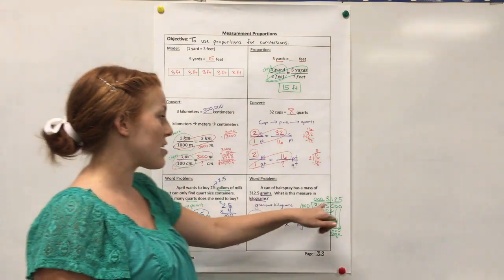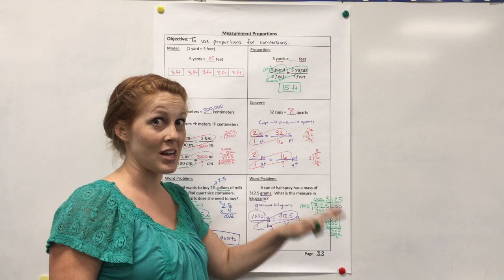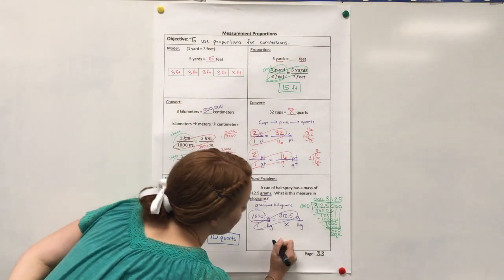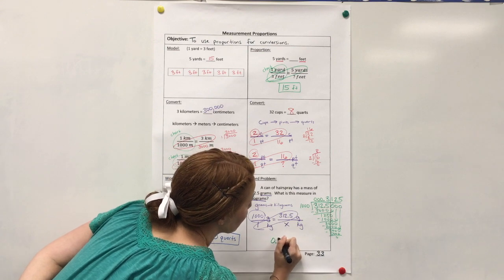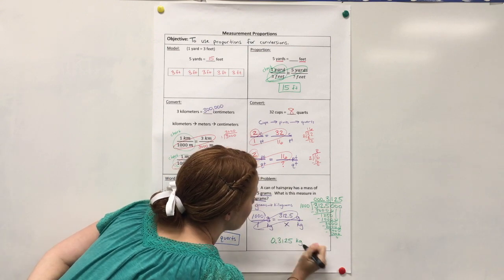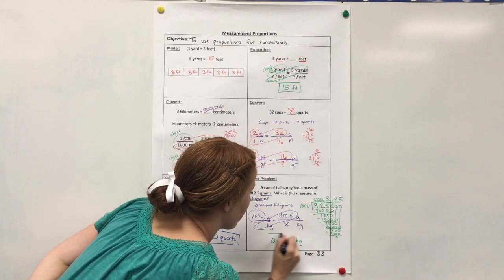So you can see that I do have a decimal answer, which is less than 1, so that's good news. And my answer would be 0.3125 kilograms of hairspray.